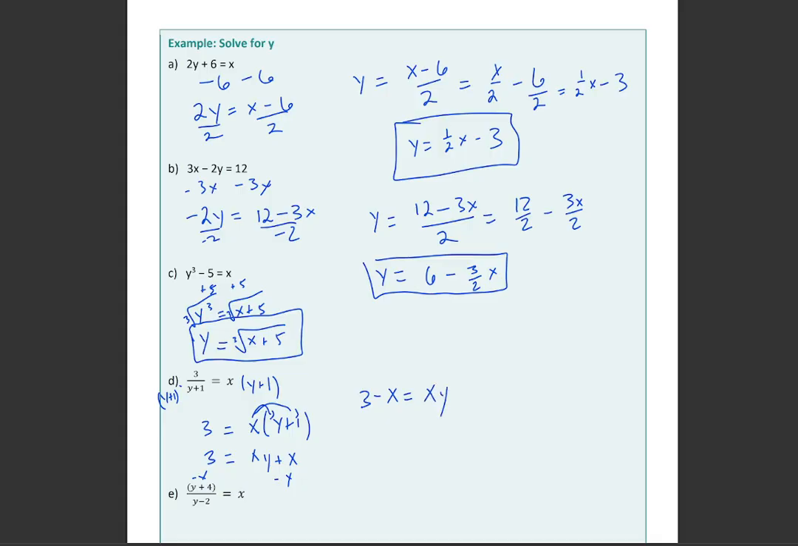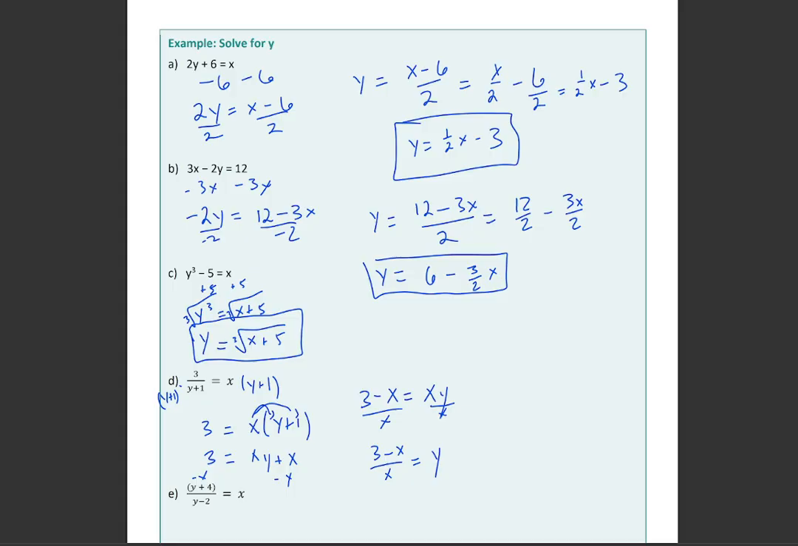So now we're closer, but we still have an x times y. Well, in this step, then we can divide both sides by x, and we get y alone, and we get 3 minus x divided by x equals y, and there we did it.